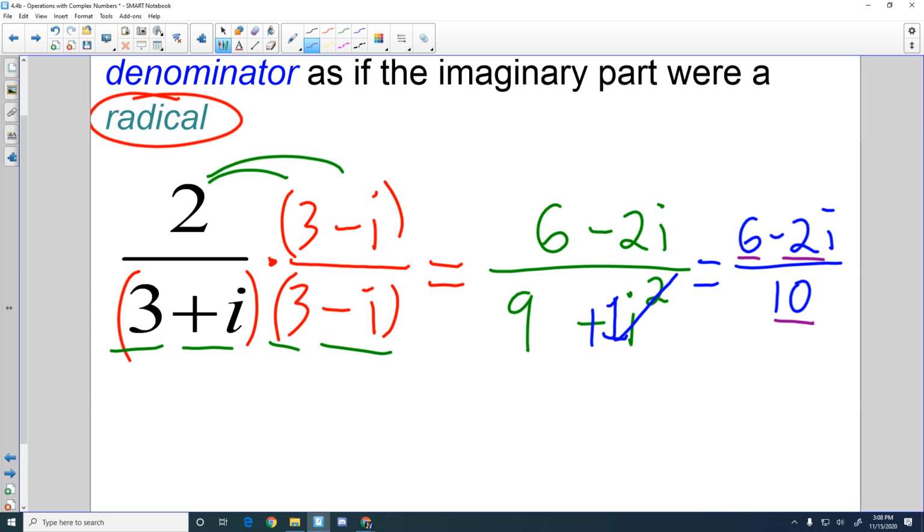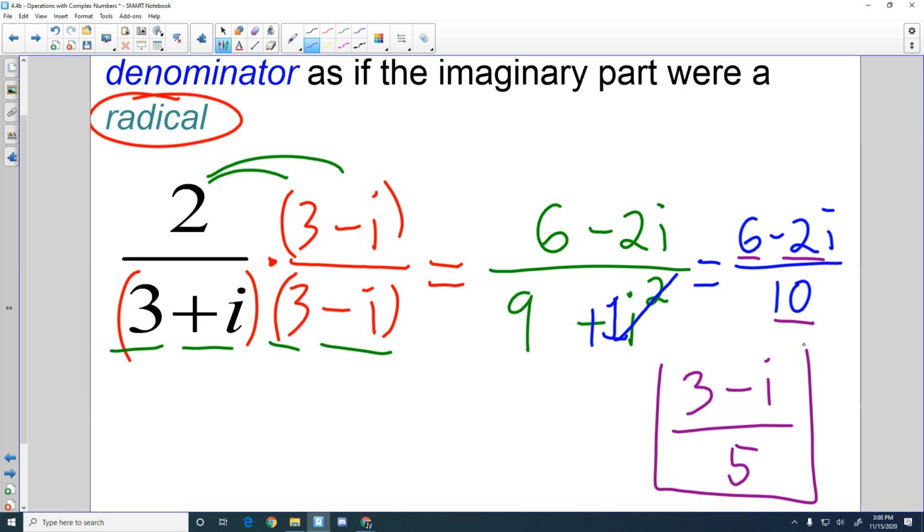So I'm just going to divide every one of those numbers by 2. So 6 divided by 2 is 3, negative 2 divided by 2 is negative 1, and 10 divided by 2 is 5. So this right here would be our simplified division problem with a complex number. And that's it. Not really too complicated, a lot of these steps. You're just kind of thinking about this little skill right here of an I squared turning into a negative 1.